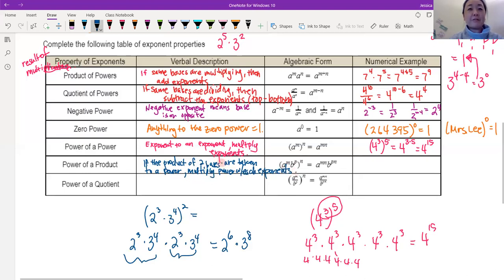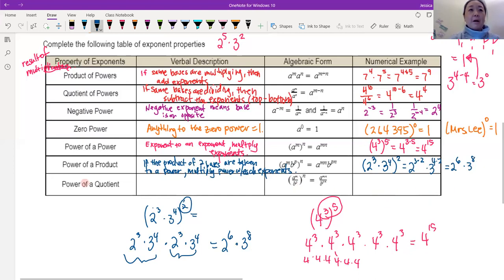All right. So if a product of 2 bases, they don't have to be the same, so I didn't write down same, are taken to an exponent, you're going to multiply the power, this power right here, with each of these exponents. It has nothing to do with the bases, just the exponents. All right, and then we'll use this example here. It's going to be 2 cubed times 3 to the 4th power, squared. So that's going to be the same as 2 to the 3rd power times 2, and then times 3 to the 4th power times 2, i.e. that's going to be 2 to the 6th power times 3 to the 8th power. Just like that.